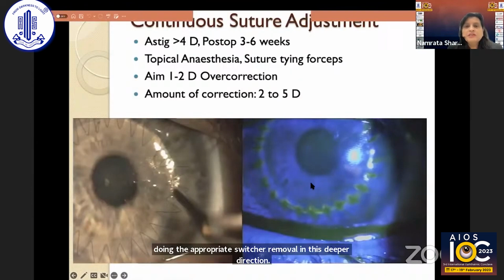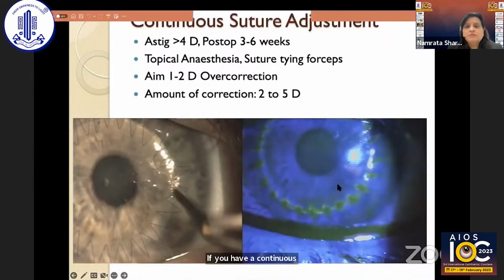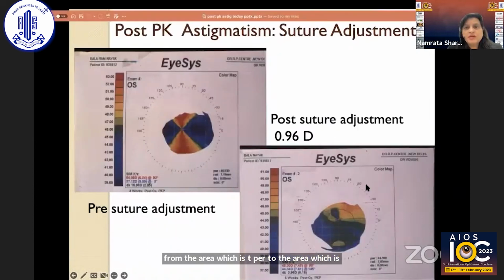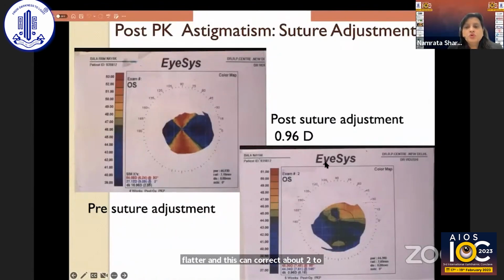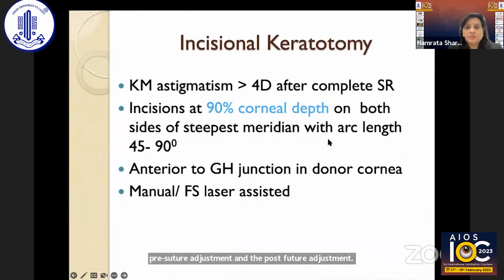If you have a continuous suture which is causing astigmatism, then again, suture tying forceps can be used, and the whole tension can be redistributed from the area which is steeper to the area which is flatter, and this can correct about 2 to 5 diopters of astigmatism. And this is to show the pre-suture adjustment and the post-suture adjustment. After the adjustment, the astigmatism is only 0.96 diopters.